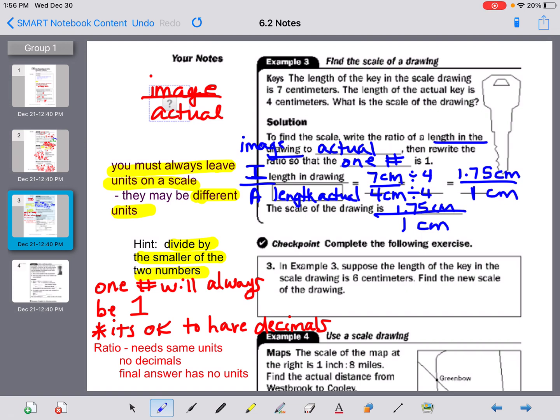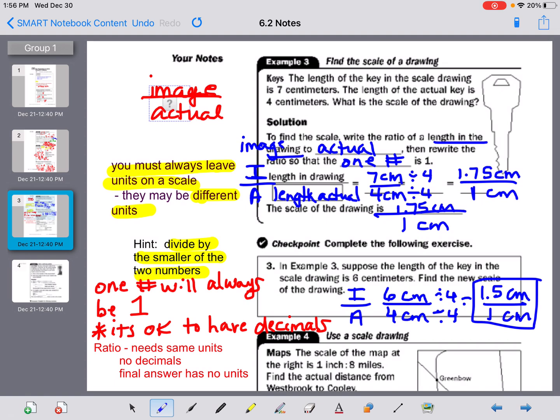Let's try it again. For example 3, suppose the length of the key in the scale drawing is 6 centimeters. Find the new scale of the drawing. So always image over actual. We're going to always stick to that. So the scale drawing now is 6 centimeters. I know my actual length was 4 centimeters. We don't care about the units, we just leave them. We divide by the smallest number. 6 divided by 4, 1.5. It's okay to have decimals here. Always leave the units. 4 divided by 4 is 1. So now my scale is 1.5 centimeters to 1 centimeter.